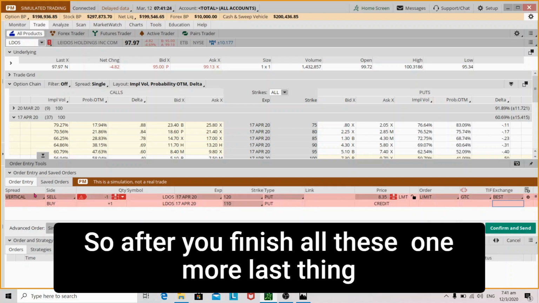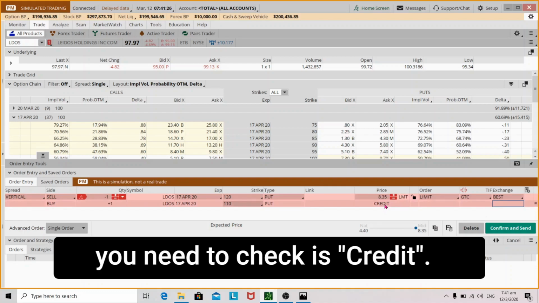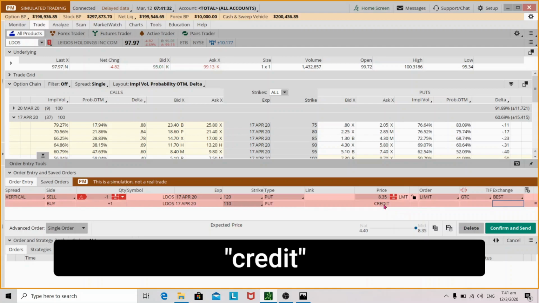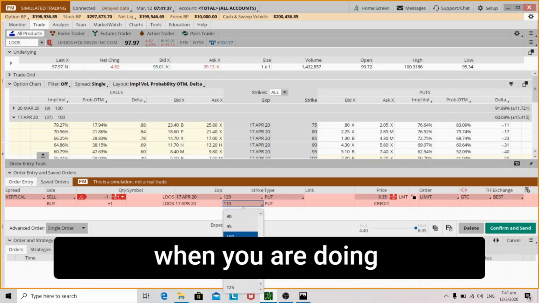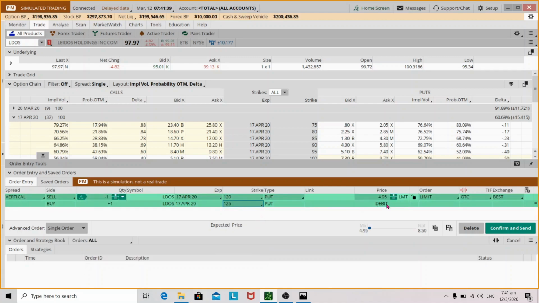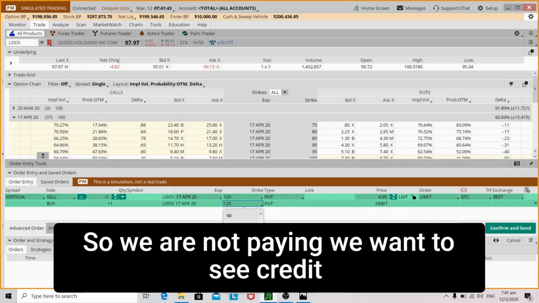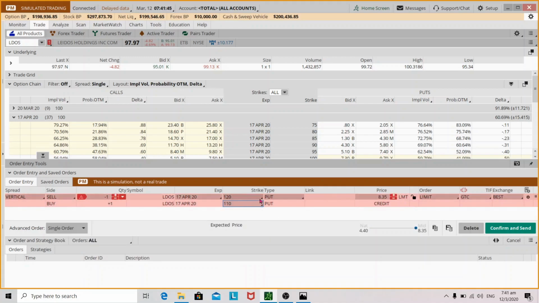So after you finish all this, one more last thing you need to check is credit, right? See this? We are selling a credit spread. Make sure there is the word credit, because if you were doing, as an example, a debit, you'll realize that it's different. Debit means you are paying, right? So we are not paying, we want credit. So everything's okay, right?